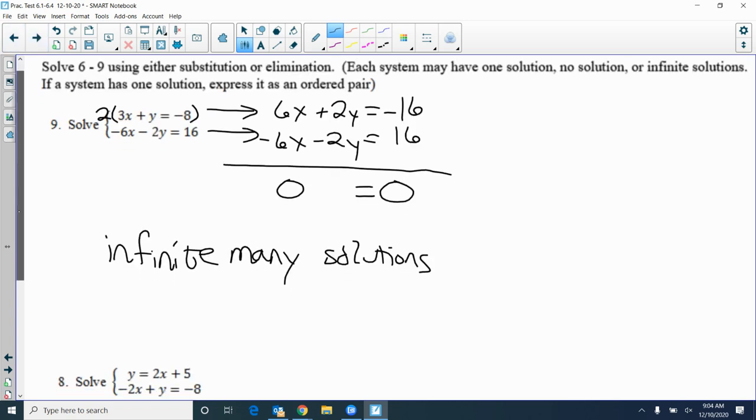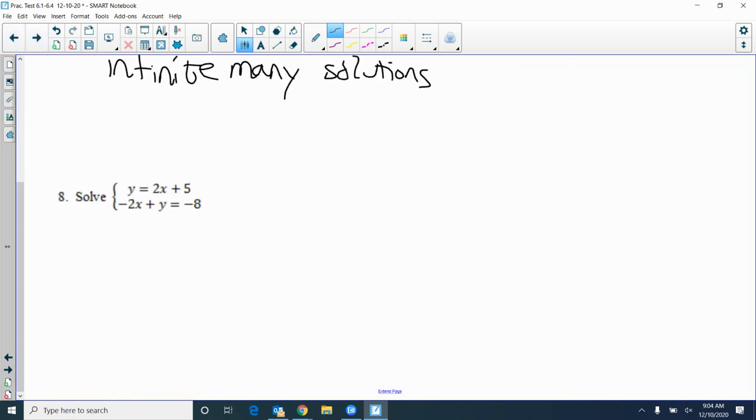All right, number 8. On this one here, is there a strategy that might work a little bit easier, Zach? Substitution. I would say substitution because this top one here is already solved for the y. So I'm just going to take that 2x plus 5 and it's going to sub in right there. Okay, so I'm going to have, so Zach, tell me what to write. I got negative 2x plus 2x plus 5 equals negative 8.